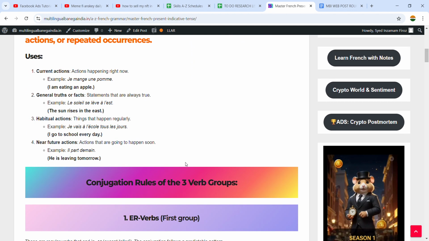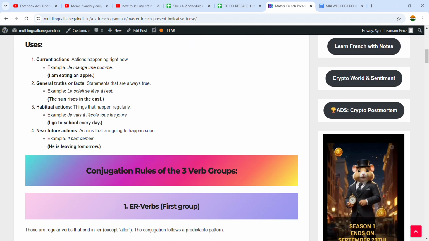Now, let me take you through the uses. The first use is the current action, an action happening right now. The first example here: je mange une pomme. In English, it's I am eating an apple, right? So this action is happening at the very moment.